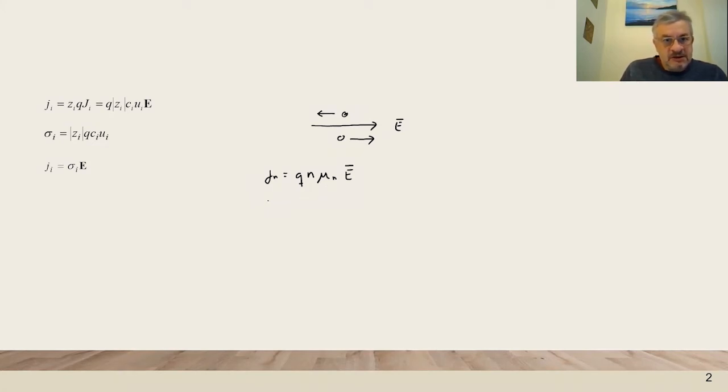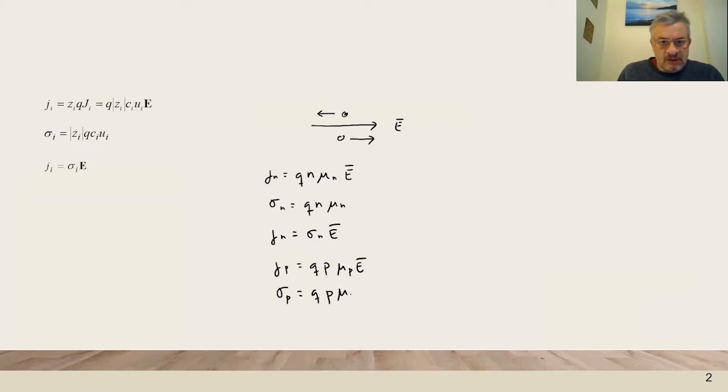Another important quantity is the conductivity. This is the product of the electrical charge, the density, and the mobility, so that the electron current is going to be the conductivity times the electrical field. For holes, we have similar expressions. And also the conductivity is the hole density and the hole mobility. Note that the current goes in the same direction, so for both electrons and holes we have the current in the direction of the electrical field.